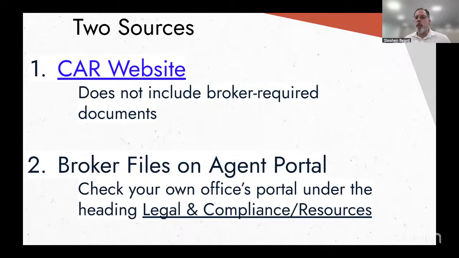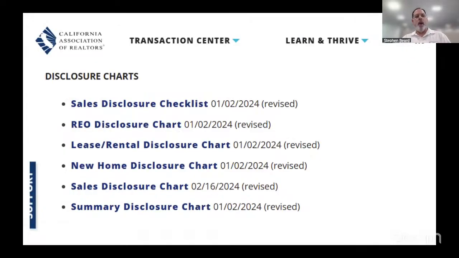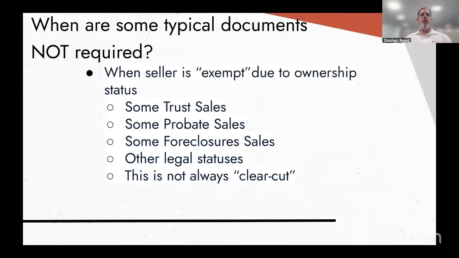Okay, so guys, when you represent a seller or a buyer, there is no excuse not to do the disclosure package professionally and correctly. All right, here's a picture of that CAR website I was showing you. So there are some exceptions that are pretty well known where certain documents aren't required. There's something called exempt sellers. So sometimes you have a sale with a trust or a probate or a foreclosure. Those are the standard exceptions. But again, you go to the CAR website, you go to the broker, you'll know exactly what to do.